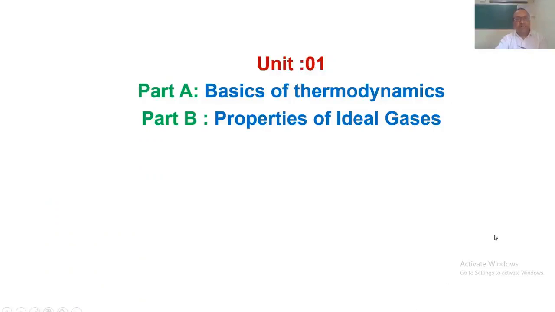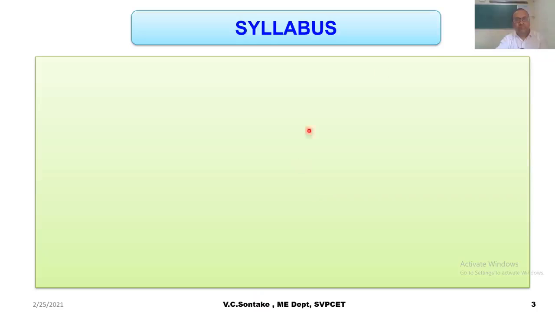Unit 1. The content of Unit 1 is divided into two parts. Part A deals with the basics of thermodynamics, and Part B deals with properties of ideal gases. So the detail of the syllabus of Unit 1 is as follows.